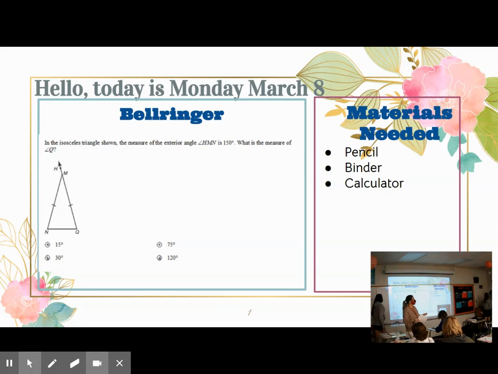Alright, so let's go ahead and be filling out your test reflection. Remember, you need red, green, and orange. Your tracking progress, and then you need to fill out your test reflection.